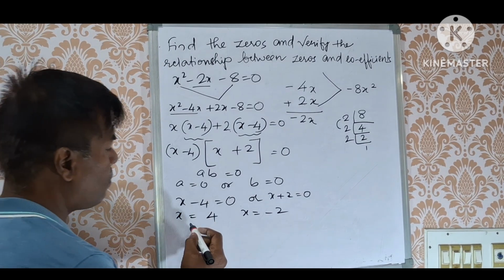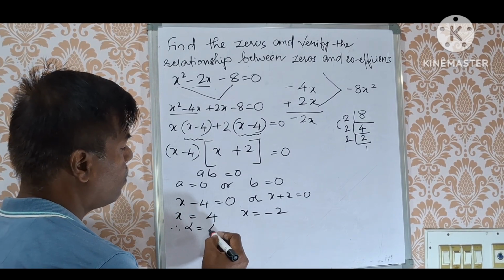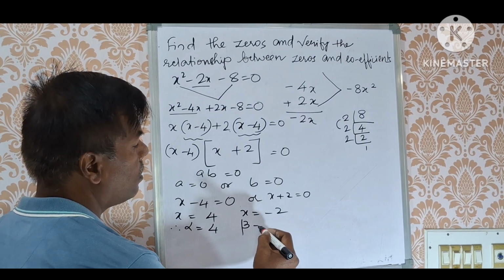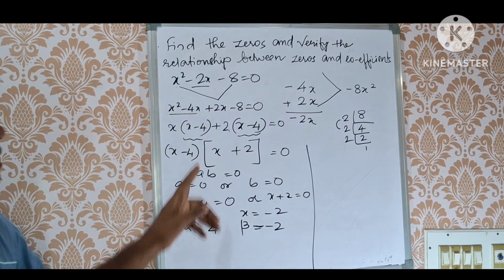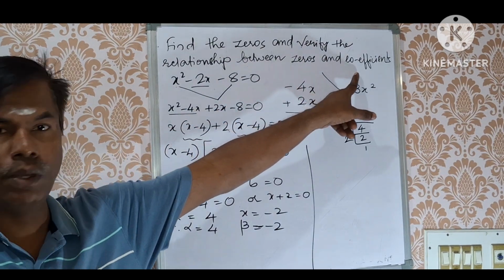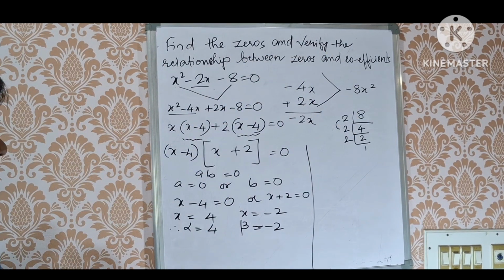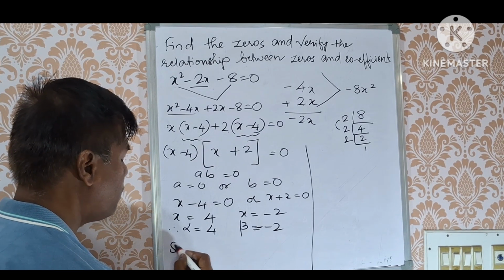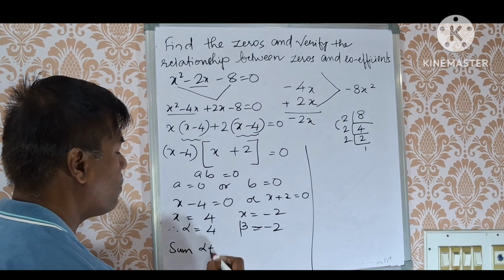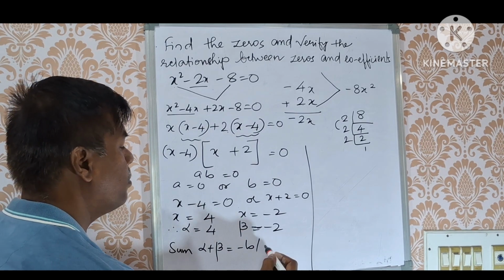This one I call alpha. Therefore, alpha equals 4, beta equals minus 2. Now, verify the relationship between zeros and coefficients. What is the relationship between zeros and coefficients? One relationship is the sum of the zeros: alpha plus beta equals minus b by a.